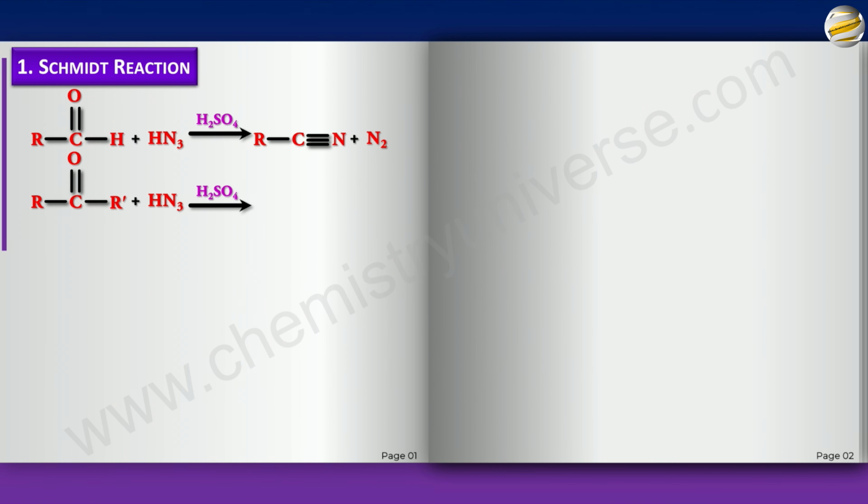So you have sulfuric acid here, but you get an N-substituted amide, very similar to what you got in the case of the Beckmann rearrangement, and again release of N2. So the mechanisms are slightly different for both, and you'll understand why.